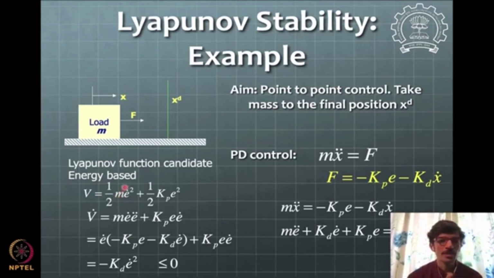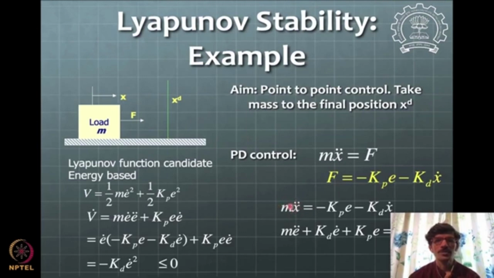So it has both E dot and E, both the states are coming here, and that's why this is a locally positive definite function. I mean, it's actually a globally positive definite function with respect to E belonging to R2 space. Then we differentiate this to get V dot, and then we get this E double dot here. Now this E double dot is to be substituted from the system dynamics equation here, and whatever control choice that we have. So this m E double dot will become Kpe.